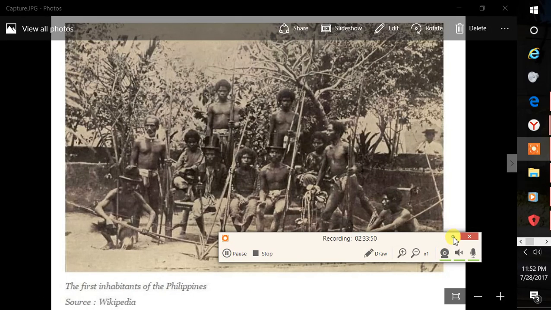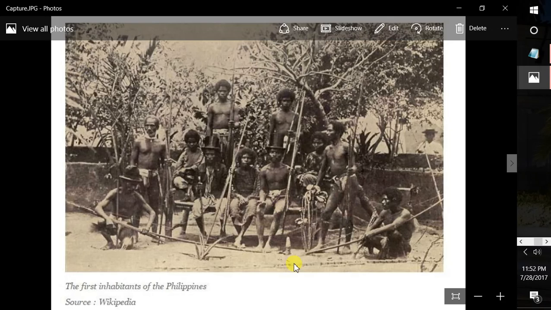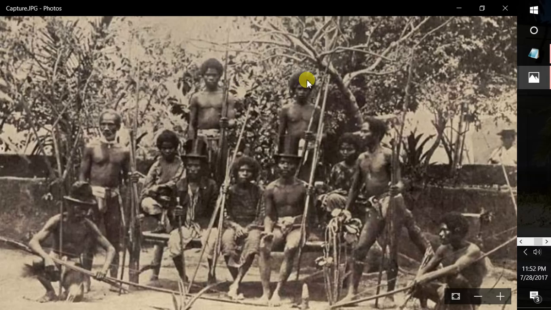And this is a picture of olden days people from the Philippines. You can still see black with nappy hair. Can you see that? So even the Filipinos were also black with nappy hair.